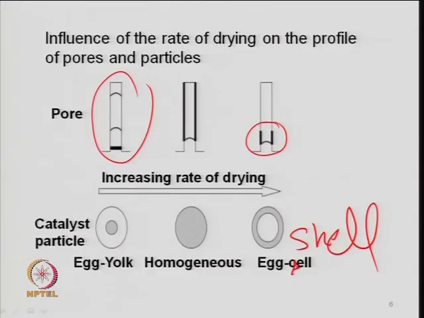The same thing applies in a pellet also. If you have a complete particle or pellet, we define an egg yolk type, where everything is deposited in the center. The second one is the uniform, homogeneous distribution throughout the pellet. And then there is the case where everything is on the outer shell, penetrated outside when the rate is very high.